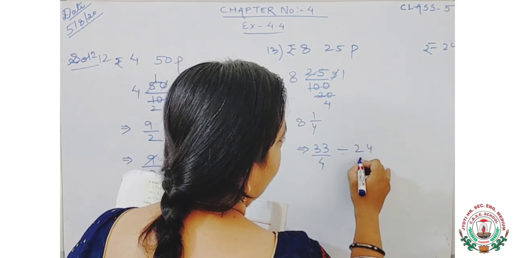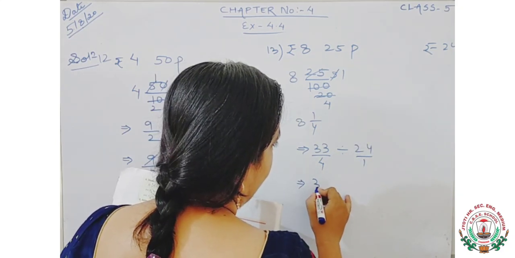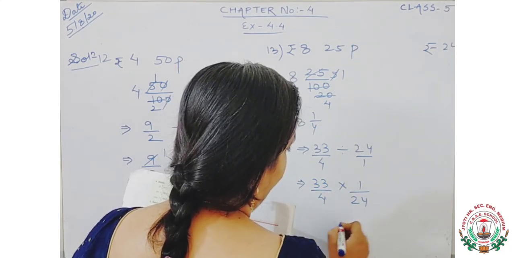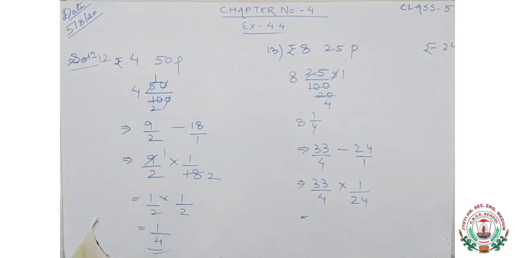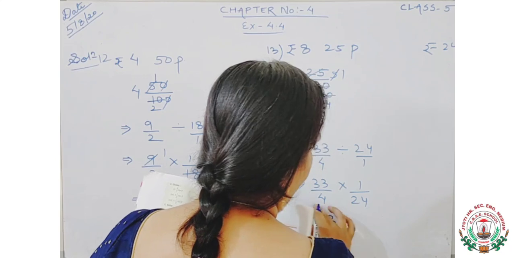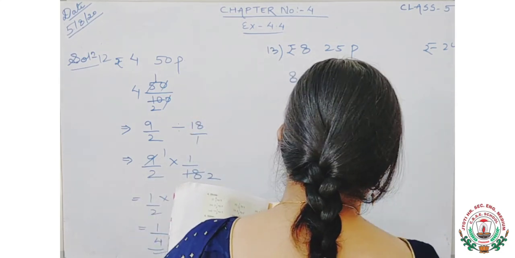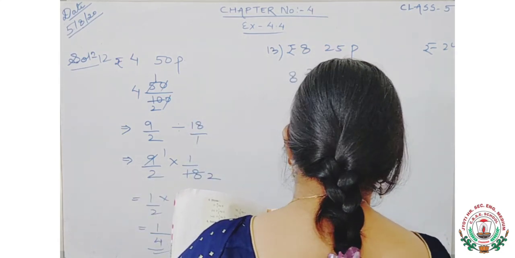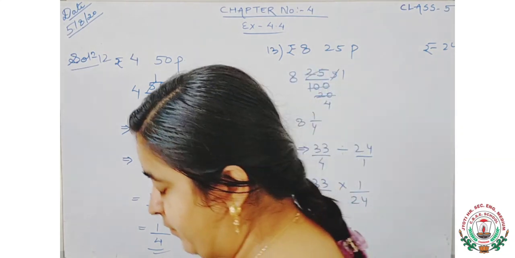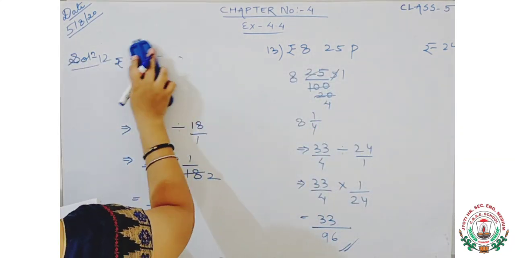So we will divide it by 24 upon 1. 33 by 4 into 1 upon 24. It can't be cancelled out, so we will just multiply and write. 33 into 1 is 33 upon 24 into 4, which is 96. It can't be cancelled out, so we will leave it like this. Now number 14.